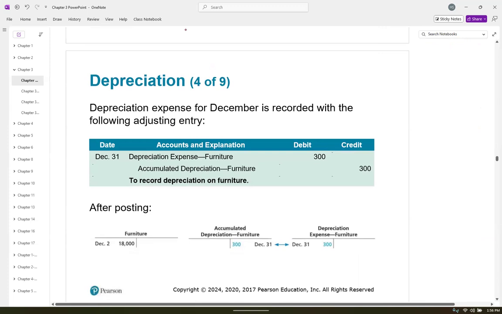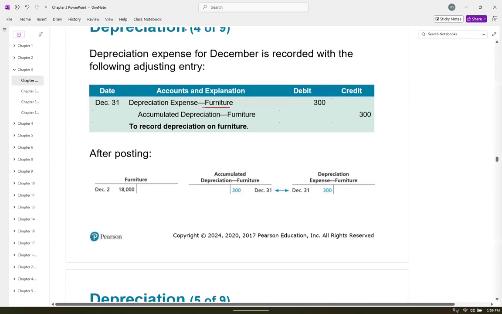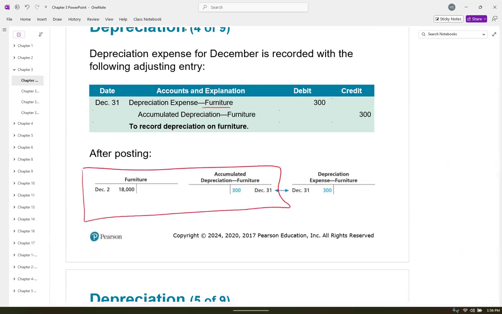I told you it's completely different than those other two, but it's okay. We're going to debit depreciation expense, and we may have other things we're depreciating. So we put a little hyphen here and say this is for the furniture, because we might be depreciating the building as well. So we're going to debit the expense, credit this new account called accumulated depreciation. What is accumulated depreciation? They gave me the T accounts for furniture and for accumulated depreciation for the furniture.